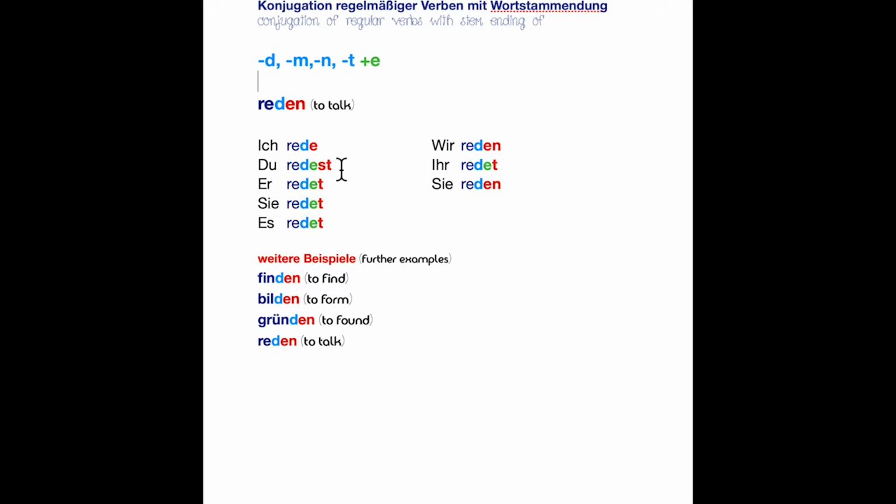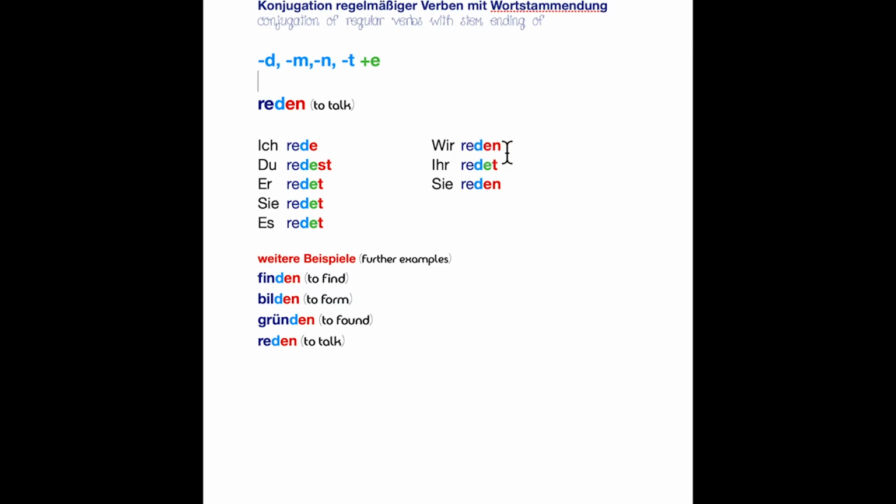The same, we need the e when we have the third person singular. Er redet, sie redet, es redet. So you see, we again just add the t to our word stem, but we need to squeeze in this e here. For the plural, the first person, there's no difference. You just add your en after the word stem and everybody's happy.